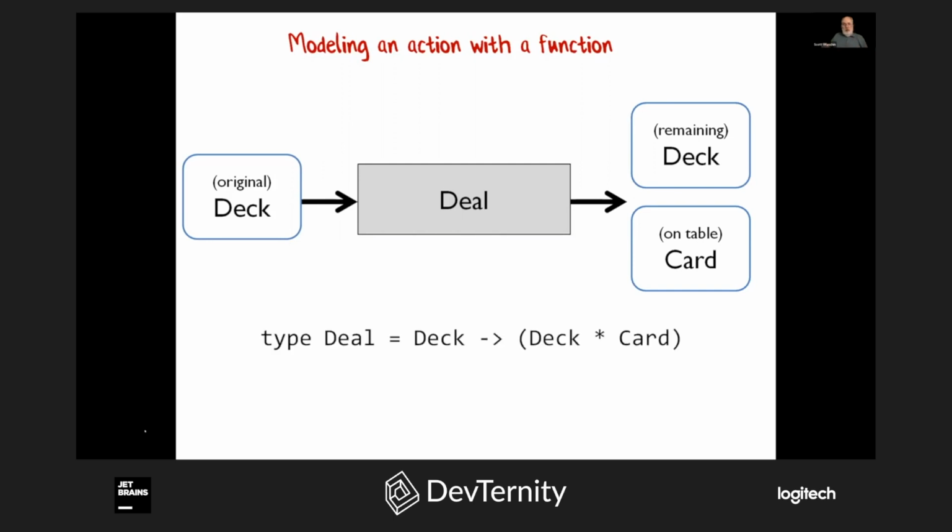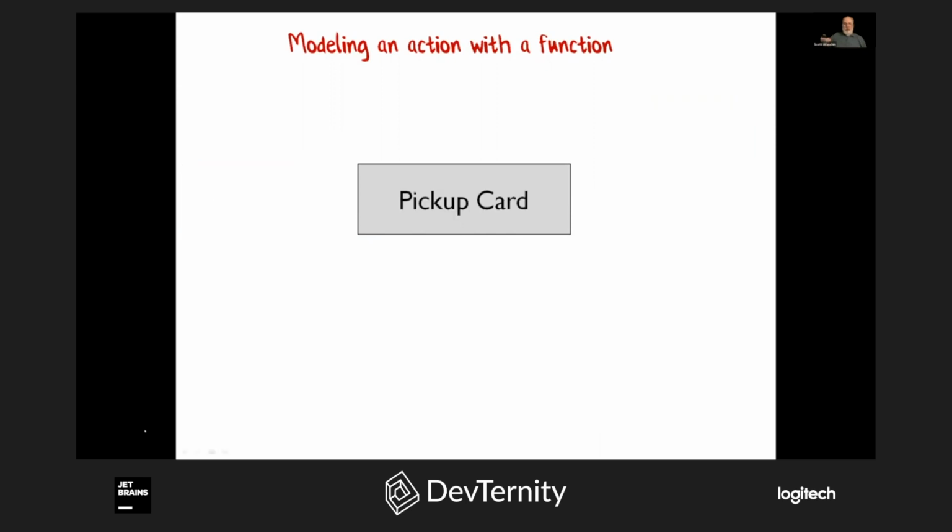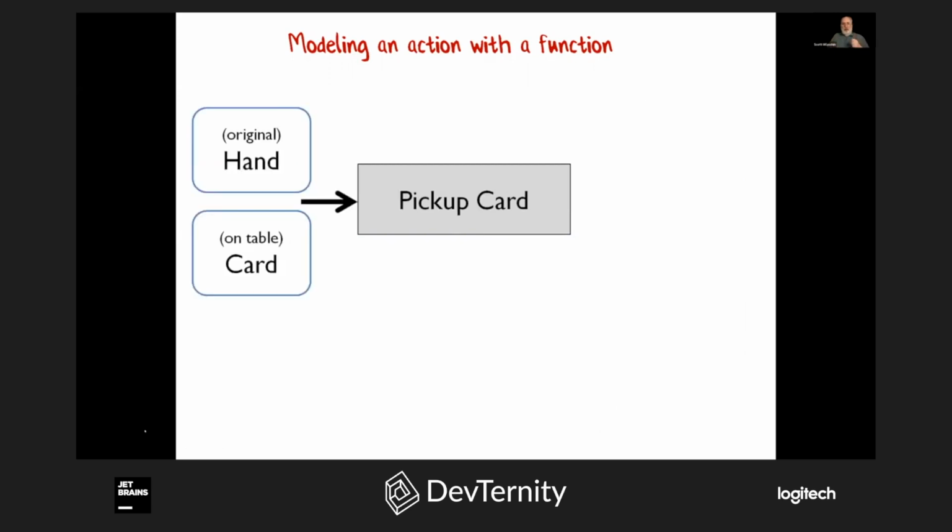Now in F#, we could document it like this. We say the input is a deck and the output is a pair of things, and then there's an arrow between them. So this is the input and the output. Let's look at picking up a card. How do we model that? Well, when I pick up a card, I have some cards in my hand and there's a card on the table. So that's the two inputs.